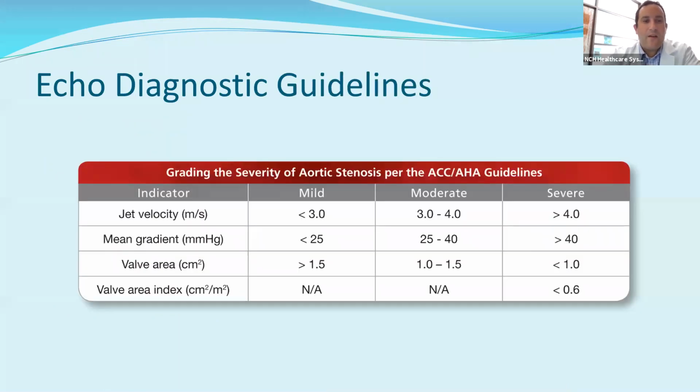As I mentioned, these are the echo guidelines, and this is not really meant for everybody to understand, just to see that it's a complex system where we use several numbers, including gradients, jet velocities, valve areas, and indices in order to determine exactly when somebody is severe, when somebody is moderate, and when they're ready for treatment.